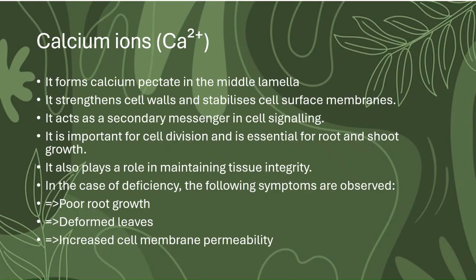It acts as a secondary messenger in cell signaling, and it is important for cell division and is essential for root and shoot growth. It also plays a role in maintaining tissue integrity, and in the case of deficiency, the following symptoms are observed. So the symptoms are poor root growth, deformed leaves, and increased cell membrane permeability.